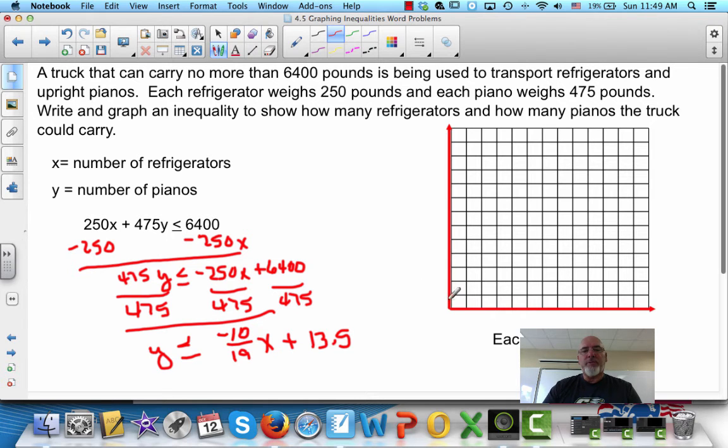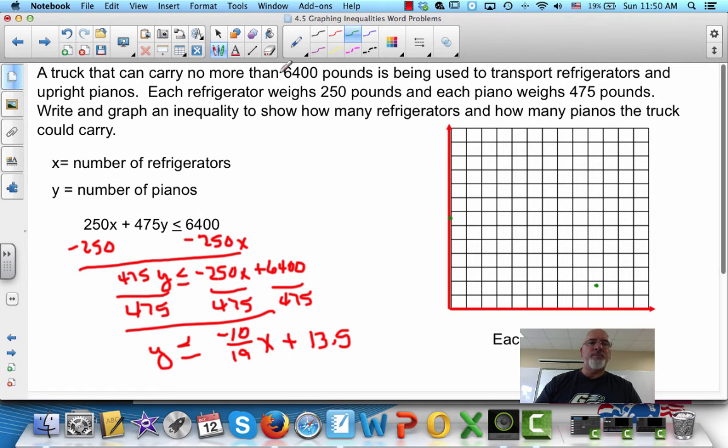So we come over here now to graph, in a different color. We come over here to 13.5. There's 2, 4, 6, 8, 10, 12, 14. 13 would be about here, so 13.5 right there. So now we go down 10. There's 2, 4, 6, 8, 10. And then go across 19, 2, 4, 6, 8, 10, 12, 14, 16, 18, and halfway would be 19, so let's put our dot right here.